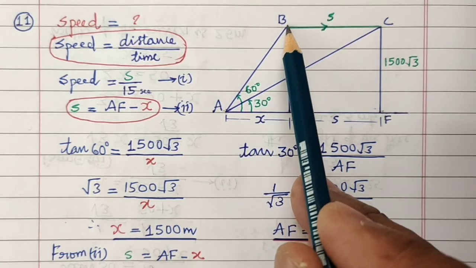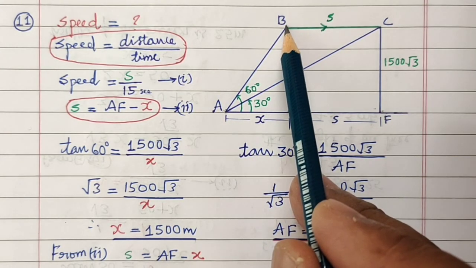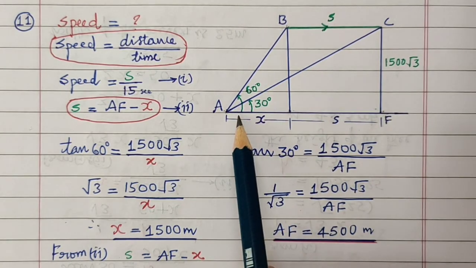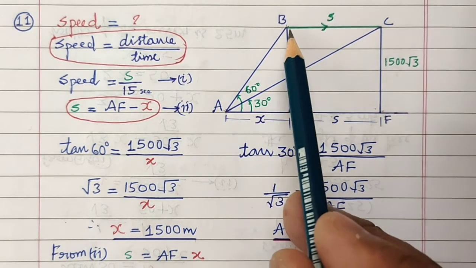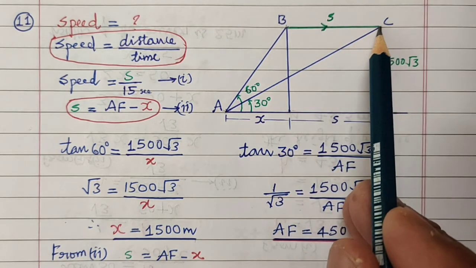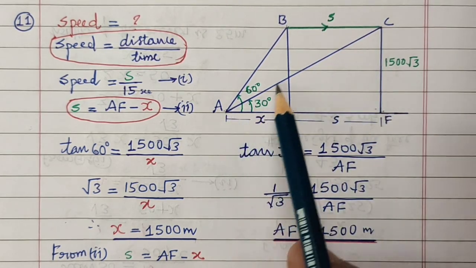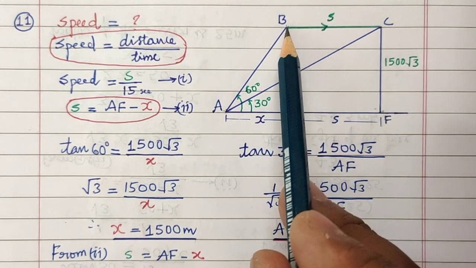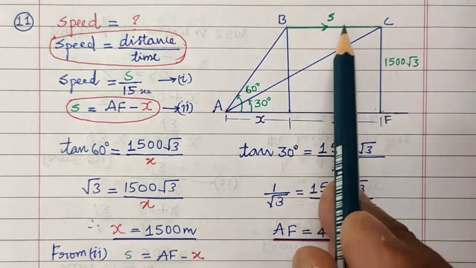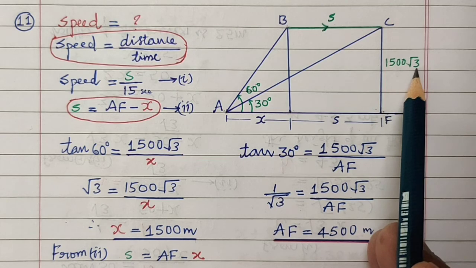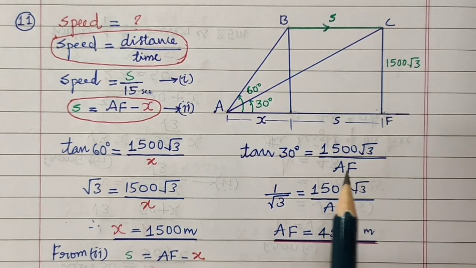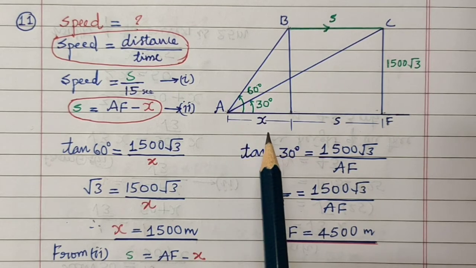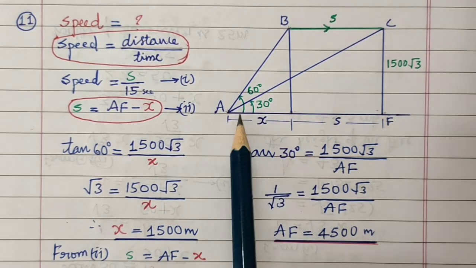This is the 60 degrees. When the jet plane was here, the angle of elevation is 60 degrees. By using this, we get 60 degrees here. When the jet plane moves from here to here after 15 seconds, the angle of elevation has become 30 degrees. But this is a constant height. It was flying at a height of 1500 into root 3 meters. So let us find out X using this triangle.